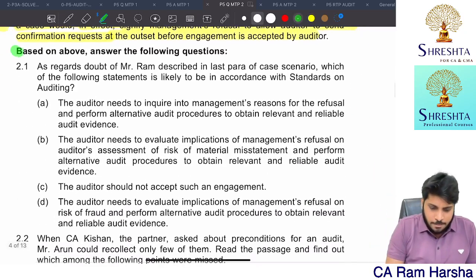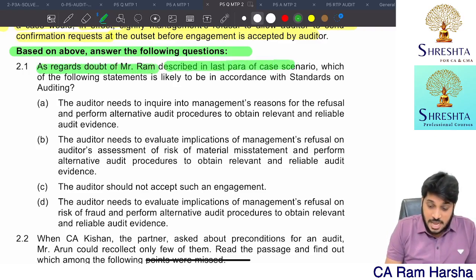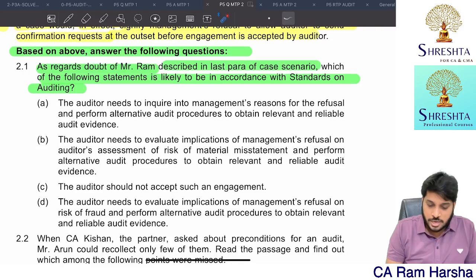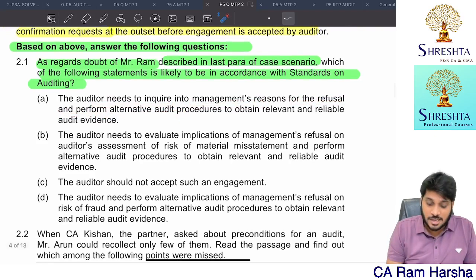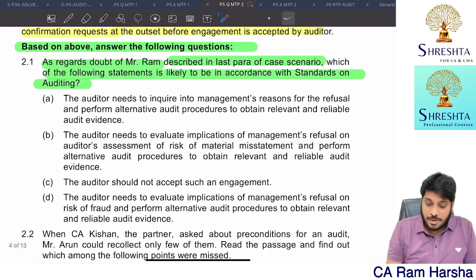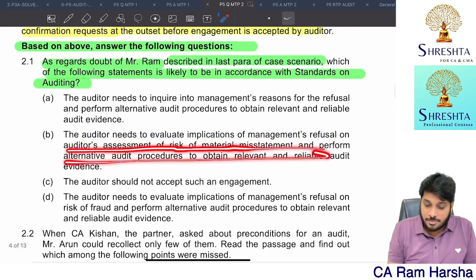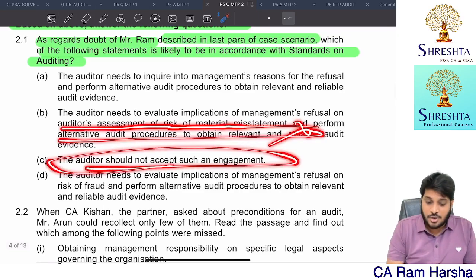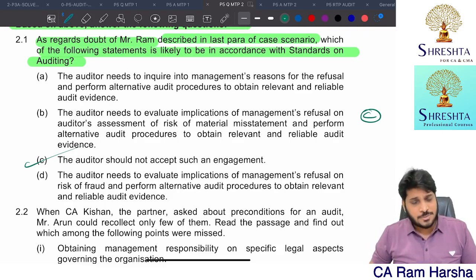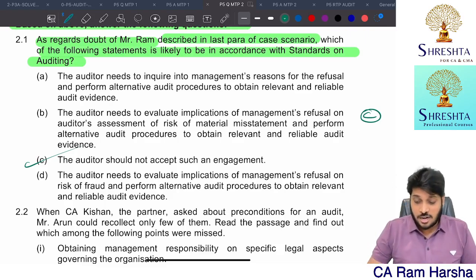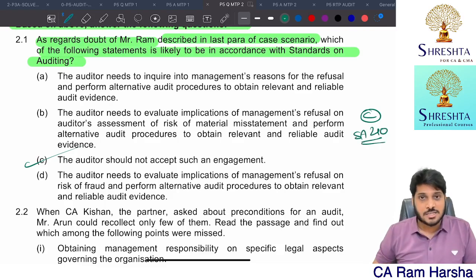We'll see, based on the above, as regards the doubt of Ram described in the last para. Okay, just now we read. Which of the following statements is likely to be in accordance with the standards on auditing? The auditor needs to inquire about management's reason for refusal and perform alternative procedures. First of all, before accepting, the auditor needs to evaluate the implications of the management refusal on the assessment of risk of material misstatement and perform alternative procedures. That's wrong. The auditor should not accept the audit. If at all management imposes a limitation before accepting an audit, the auditor shall not accept the audit. That's an SA 210 requirement.